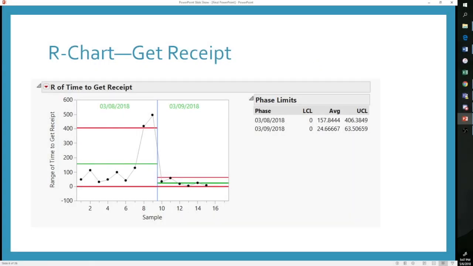Moving on to the control charts part of this portion. First, we have the range chart of the time to get receipt of 2 days, which are March 8th and March 9th. And as you can see, on March 8th, there are 2 points that are out of control, and all the data points of March 9th are in control. Another interesting thing to consider is the average of March 8th is much higher than March 9th, which can tell us that March 8th was a very busy day with a long variation in wait time.